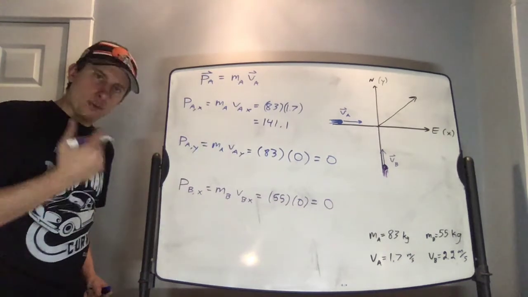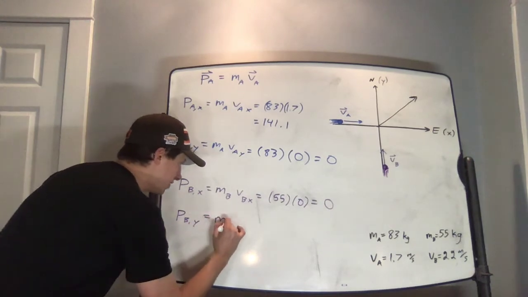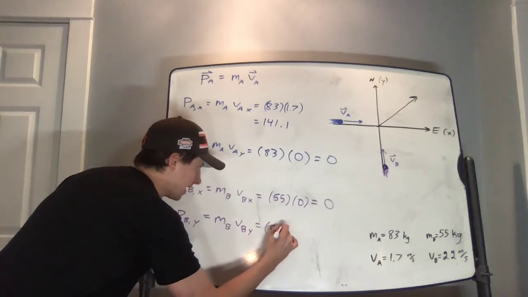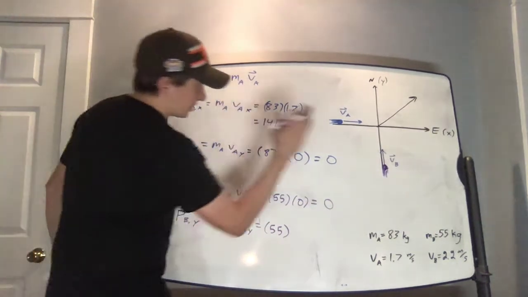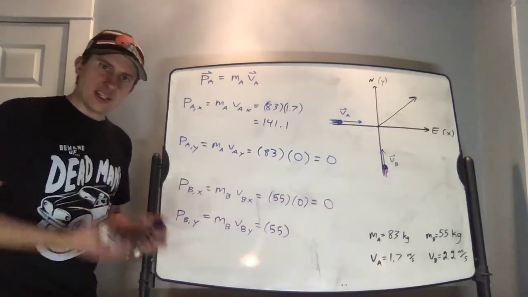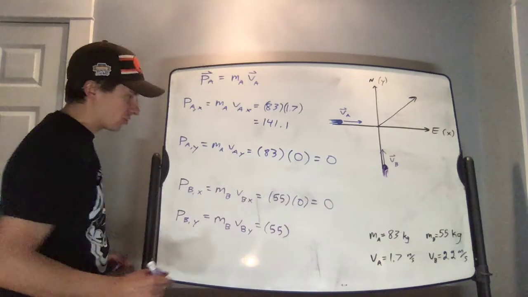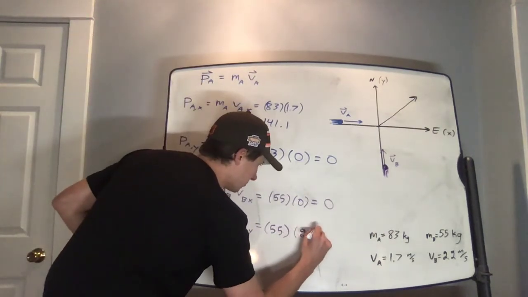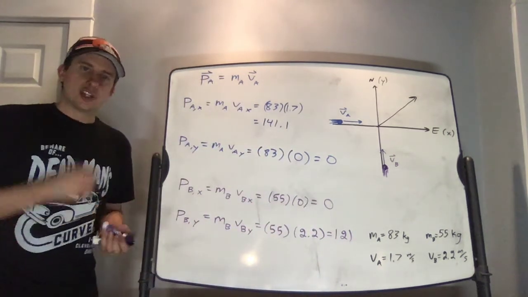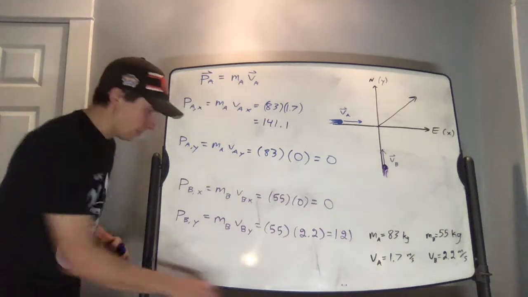And for her momentum in the y direction, the momentum of Barbara in the y direction, I could write as the mass of Barbara, 55, times the y component of Barbara's velocity. Now I look at the direction that she is moving. She is only moving to the north, so her entire speed is causing her to move to the north at 2.2 meters per second. So I'll write this as 55 times 2.2, and if I put that in a calculator, I get 121. So now I know the x and the y components of each skater's momentum.